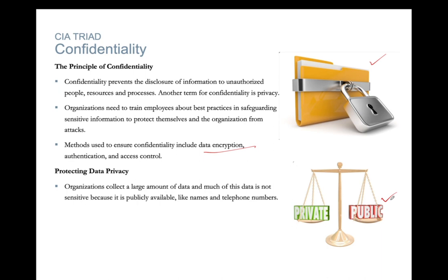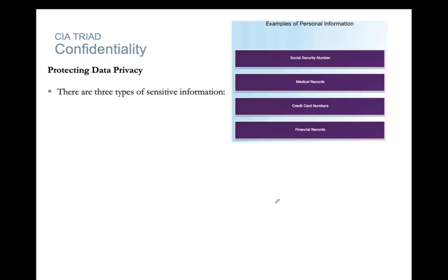Sensitive information is data protected from unauthorized access to safeguard an individual or an organization. So that is the private one, sensitive data. There are three types of sensitive information that we can find. One example of sensitive data is personal information.